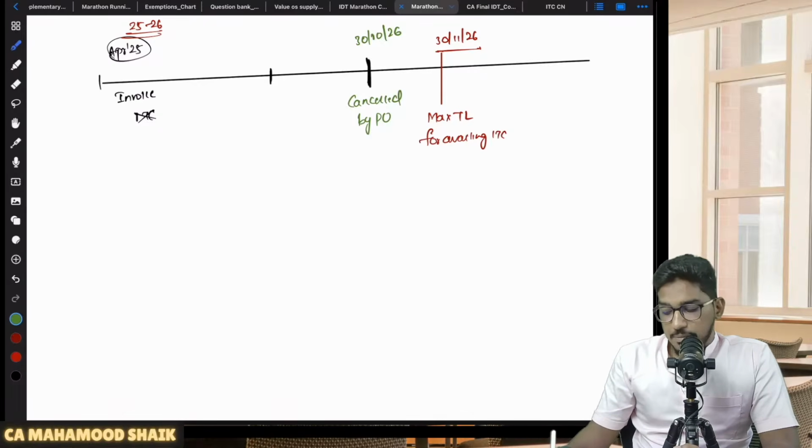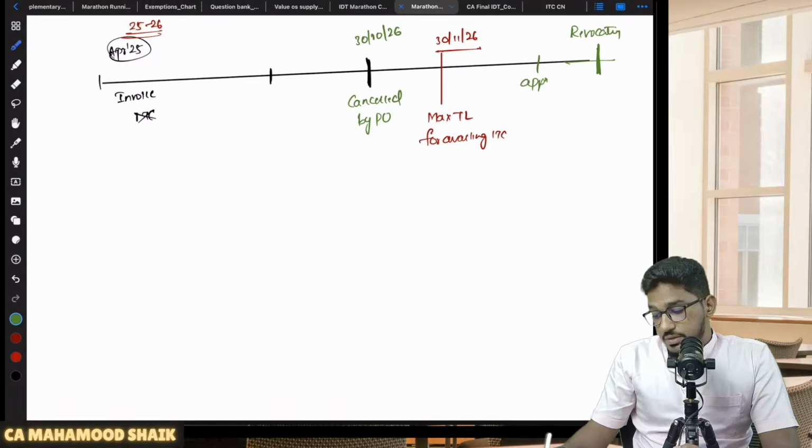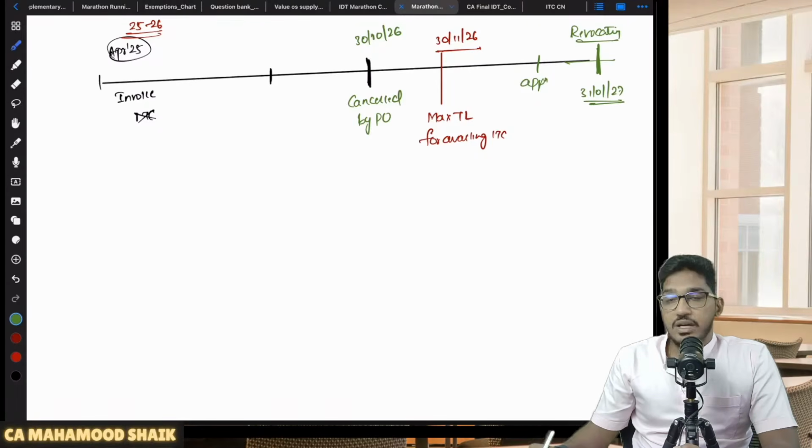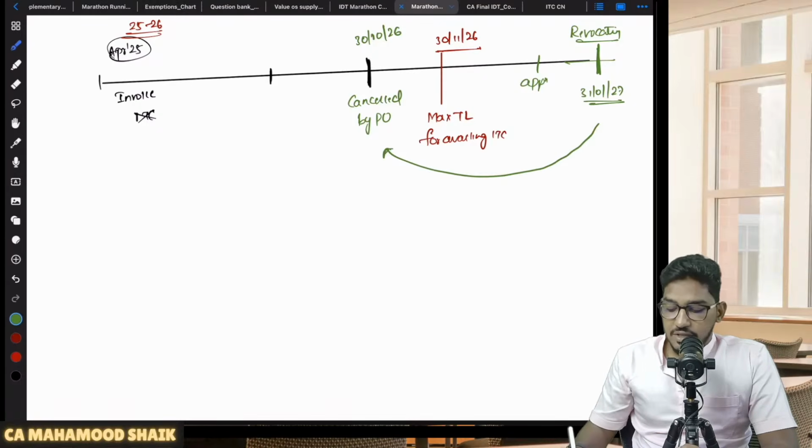You have submitted an application for revocation, and ultimately your cancellation was revoked. Let us say, for example, revocation of cancellation happened on 31st of January 2027. By this date, they have given your registration back. So you will once again get back your registration effectively from the date of cancellation. That means your cancellation has been revoked.